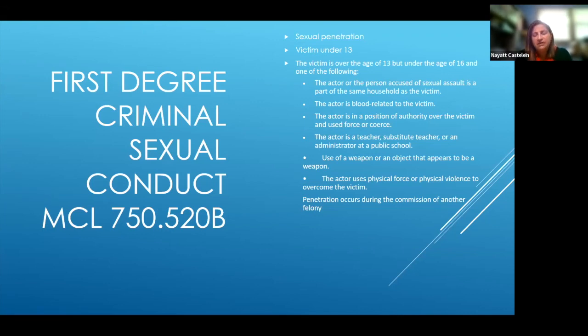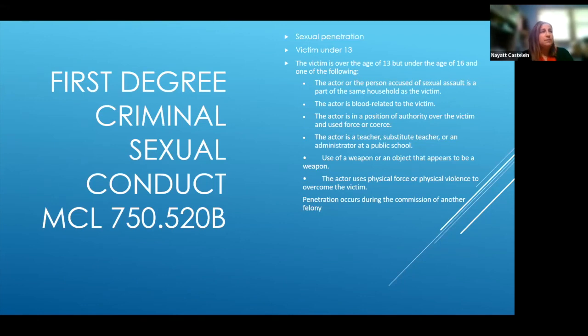These offenses include an element of sexual penetration. It could be oral, vaginal, or anal. If the victim is under 13 years old, that automatically makes it first degree. Also, if the victim is over the age of 13 but they're part of the same household or blood related, so some of your incest cases, or if the offender is in a position of authority over the victim, such as substitute teachers or any administrators at a public school, that applies.